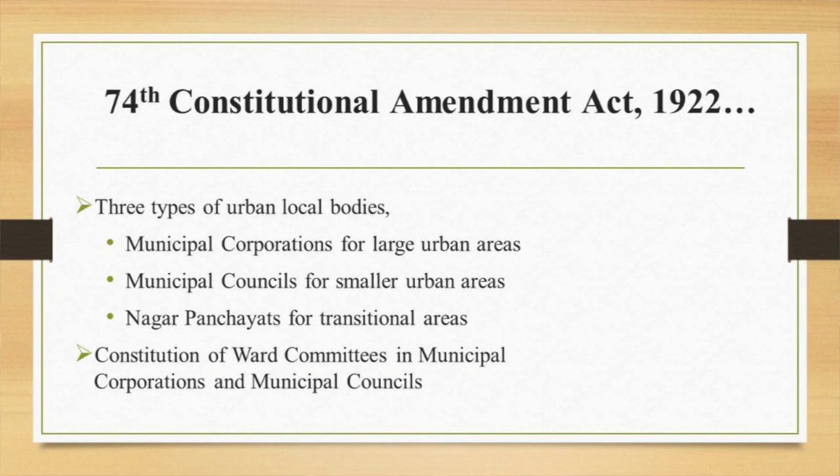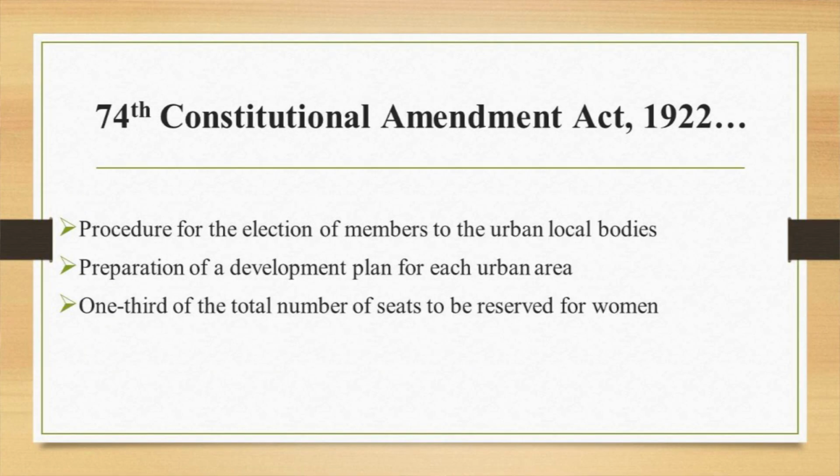The 74th Constitutional Amendment Act also lays down the procedure for the election of members to the urban local bodies and their powers, functions and financial resources. The Act provides for the preparation of a development plan for each urban area, which includes a land use plan, infrastructure plan and a plan for economic development. The Act mandates that at least 1/3 of the total number of seats in urban local bodies should be reserved for women.